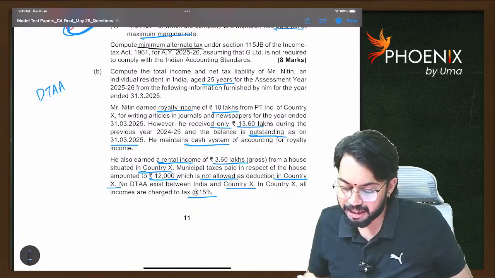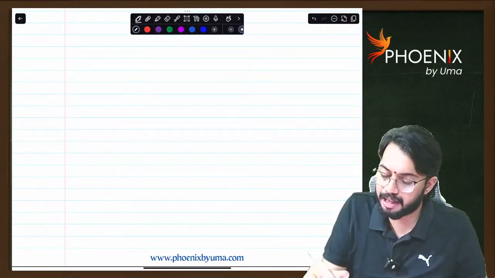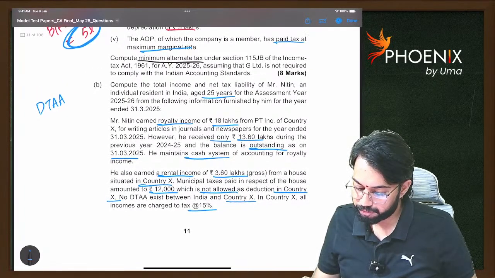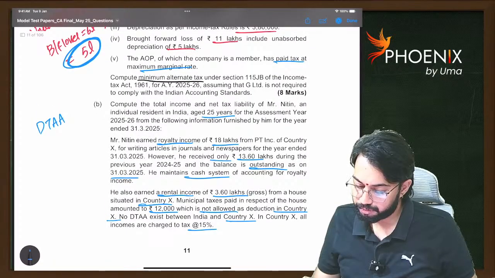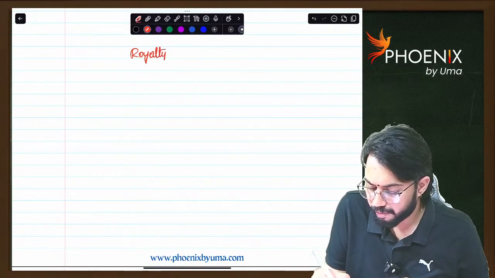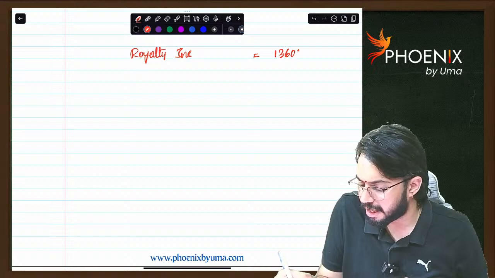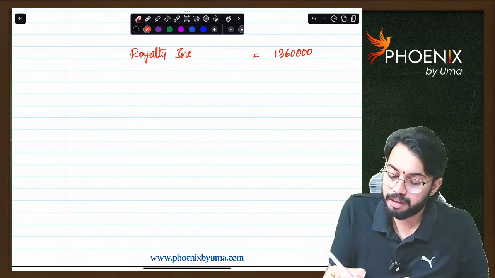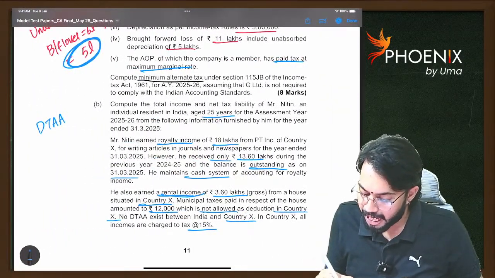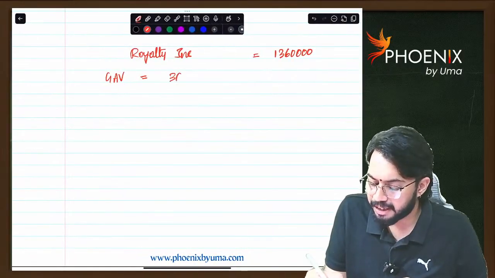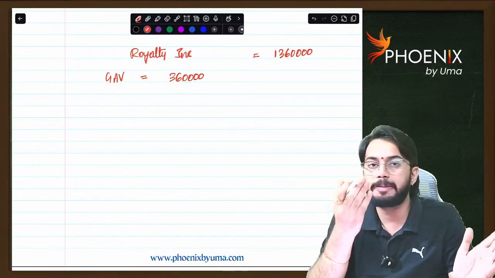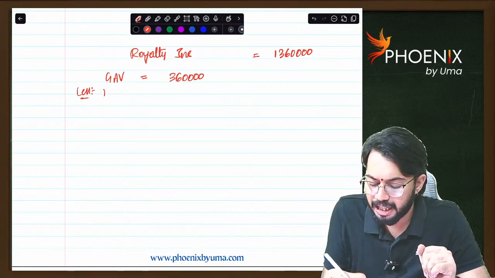So what are all the incomes that he is having? Royalty income 13.6 lakhs, correct? So royalty income 13.6 lakhs, 13 lakh 60,000. Other than royalty, income from house property. How much is gross annual value? He did not give income from house property. Rental income means gross annual value 3,60,000. Municipal taxes are not allowed in foreign country, but as per Indian income tax law, municipal taxes are allowed na. So we will claim municipal taxes as deduction.